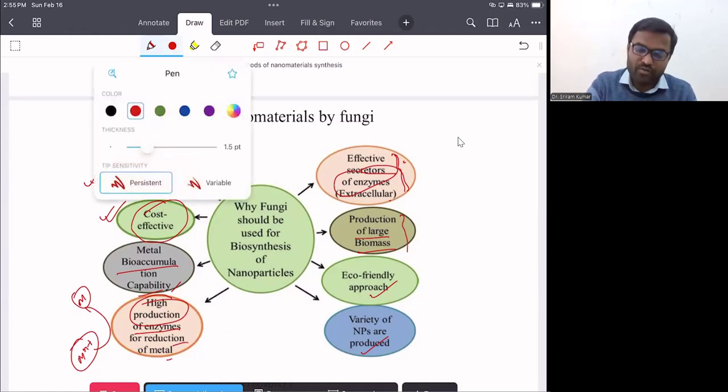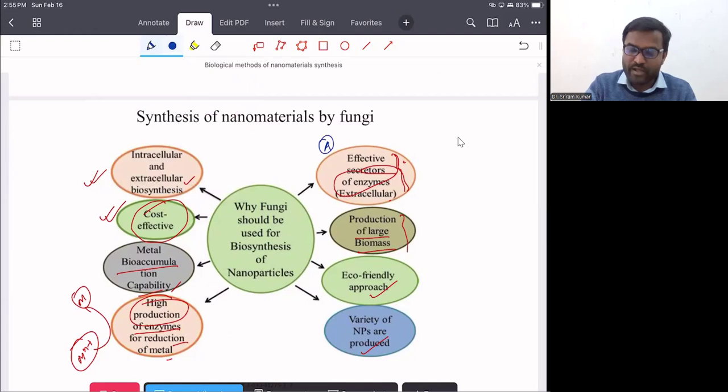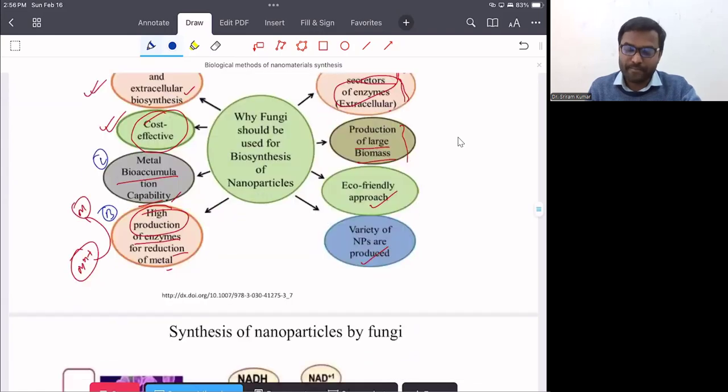The first important point is that fungus secretes a high concentration of enzyme, so we can use it extracellularly and efficiently. The second point is that the production of the enzyme is very high as compared to bacteria, so we can use it efficiently. And the third important point is the accumulation of metal within the cell, maybe on the surfaces. That's why we should choose fungus kind of biological systems for nanomaterial synthesis as compared to the bacterial system.